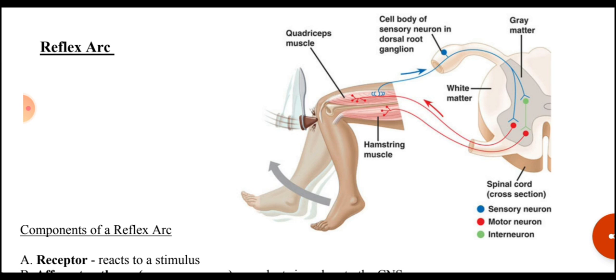From there, via the sensory neuron, it goes into the grey matter. From the grey matter, the interneuron takes it to the motor neuron. From the motor neuron, the response is given to the hamstring muscle of the body.